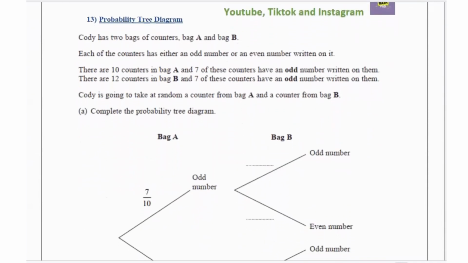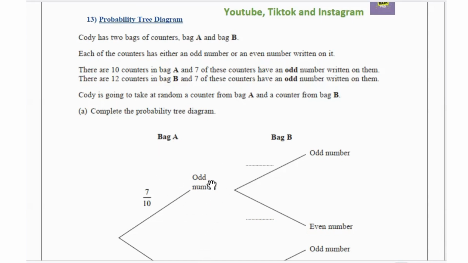Then we have a probability tree diagram. So Cody has two bags of counters, bag A and bag B. Each of the counters has either an odd number or an even number written on it. There are 10 counters in bag A, and 7 of these counters have an odd number written on them. Then there are 12 counters in bag B, and 7 of these counters have an odd number written on them. Cody is going to take at random a counter from bag A and a counter from bag B. We have to complete the probability tree diagram.